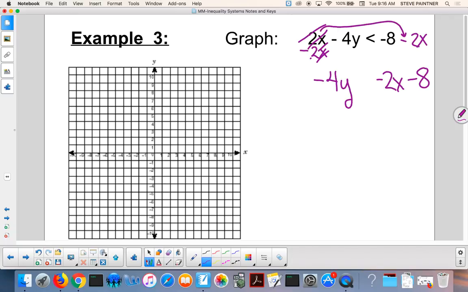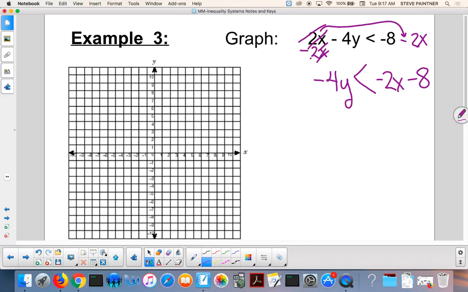What did Paige do to both sides? Did she multiply, divide, add, subtract? She did not divide. You subtract it. She subtracted 2x. It's okay to subtract. It's okay to add. You don't ever switch. Don't switch the sign, okay?